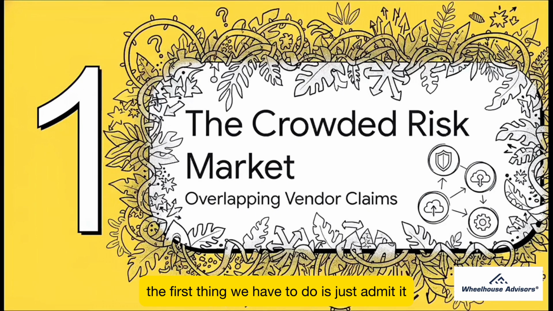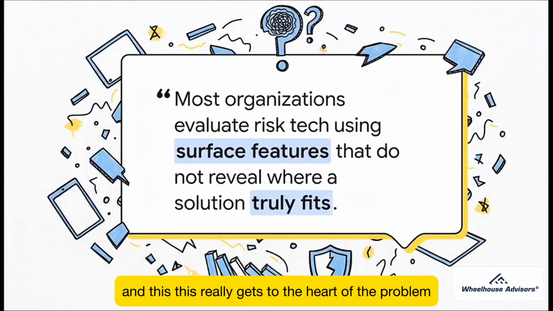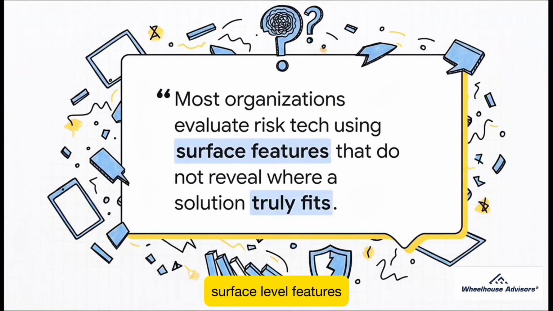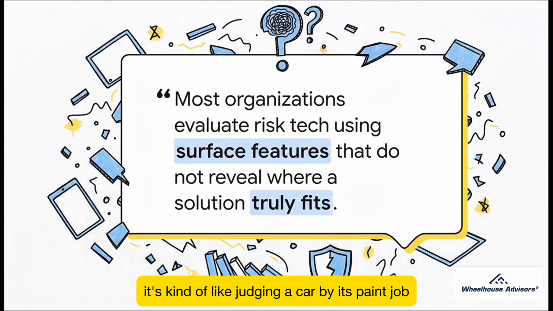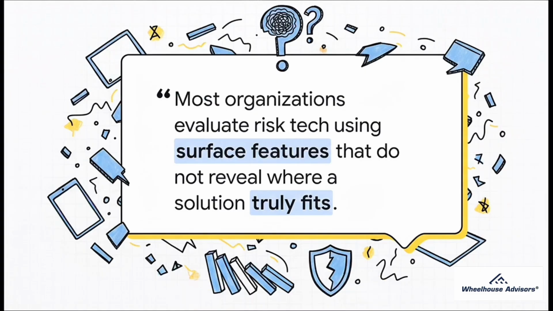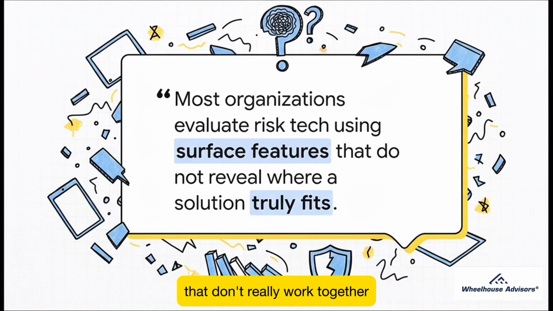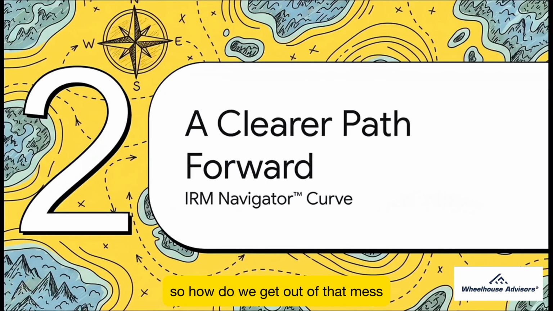The first thing we have to do is just admit it. Being a risk leader today means dealing with a jungle of vendor claims and features that all kind of sound the same. It's overwhelming, right? And this really gets to the heart of the problem. We often get caught up judging technology by its shiny, surface-level features. It's kind of like judging a car by its paint job instead of what's under the hood. This confusion is what the source material calls risk dysfunction. It's that frustrating state where you've got a garage full of tools that don't really work together, and you're always just reacting to problems.